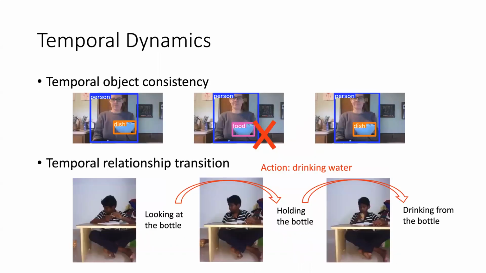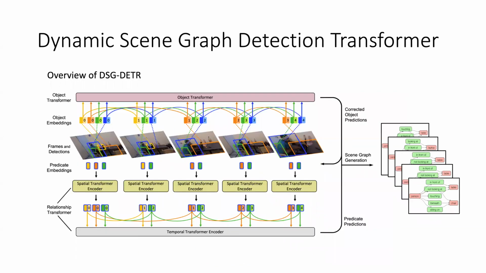We propose to model two kinds of temporal dynamics, the temporal object consistency and the temporal relationship transition. The temporal object consistency states that the object will not suddenly appear or disappear. The temporal relationship transition models the relationship transition pattern for the underlying action.